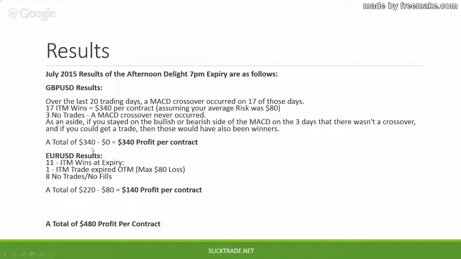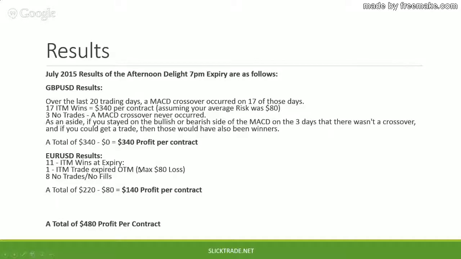Obviously there, a total of 340 minus 0 loss equals 340 profit per contract. On the Euro USD, the past 20 days, there were 11 in-the-money wins at expiry. There was 1 in-the-money trade that expired OTM.